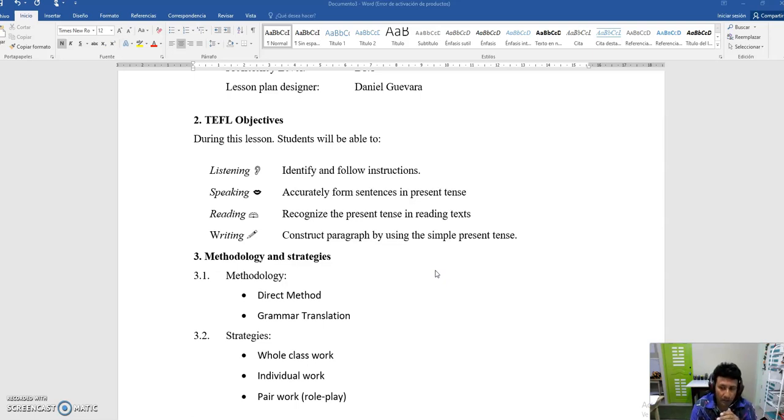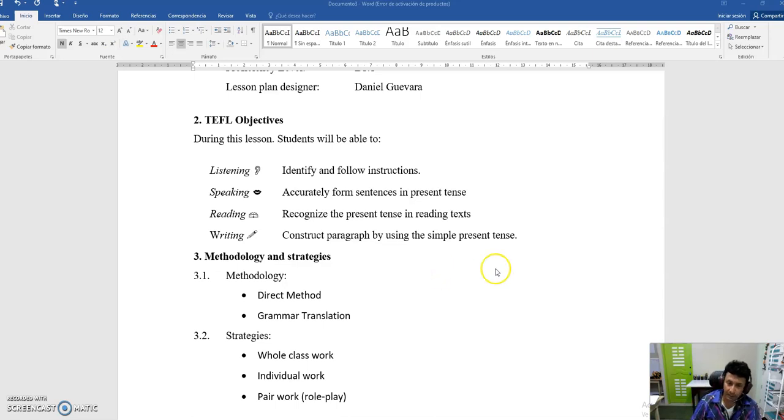Just to remember what these methods are about, the direct method is when we use only English. We don't use grammar at all, only English. That's the direct method, direct information. And grammar translation, as the word says, we have to use vocabulary, grammar rules, and of course the translation.